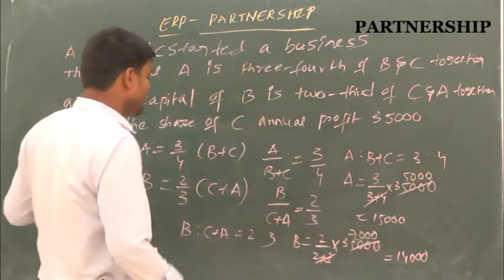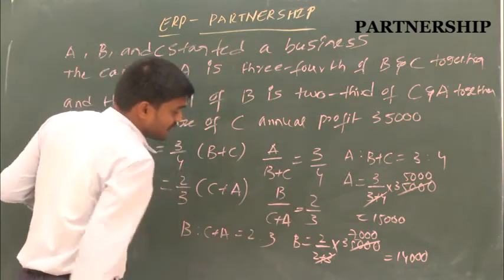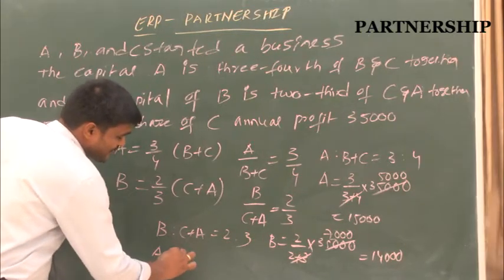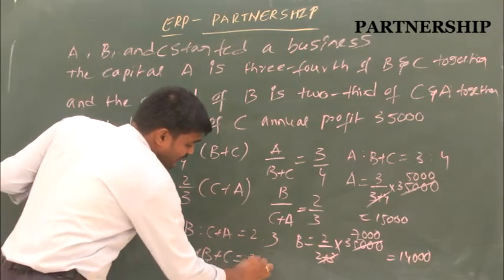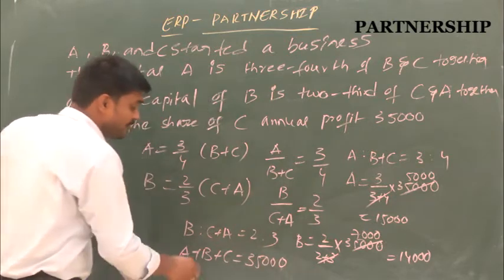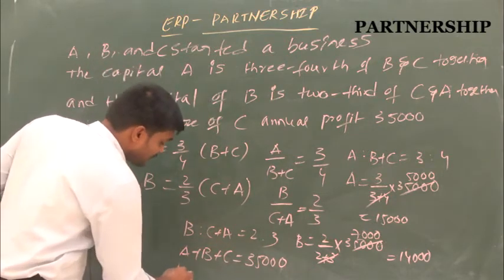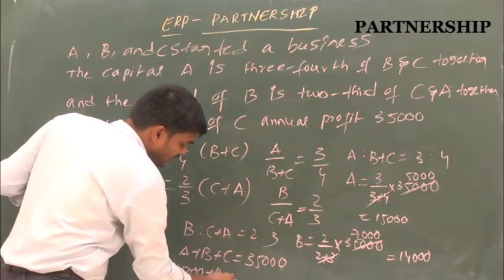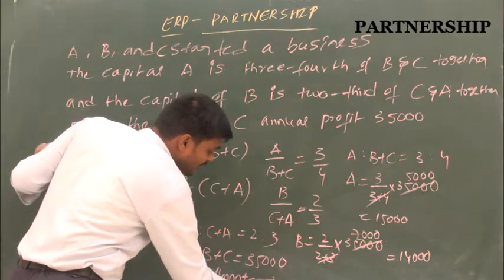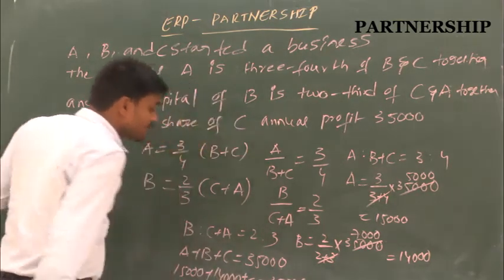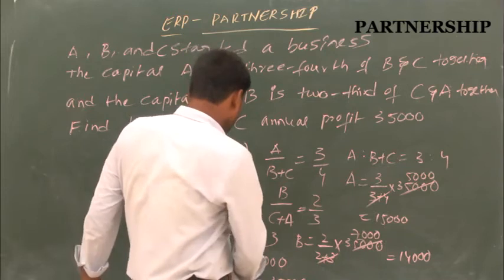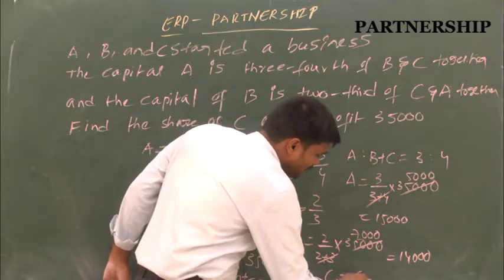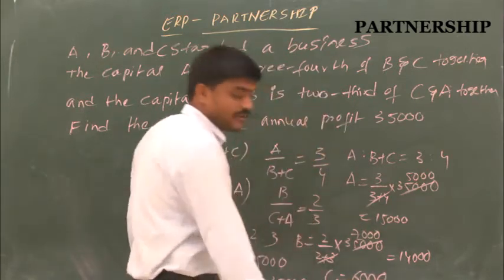So A plus B is 15,000 plus 14,000, that is 29,000. A plus b plus c equal to 35,000. So if you want C's share, 15,000 plus 14,000 plus c equal to 35,000. So this is 29,000, this is 35,000. So that's why c equal to 6,000. This is one way.